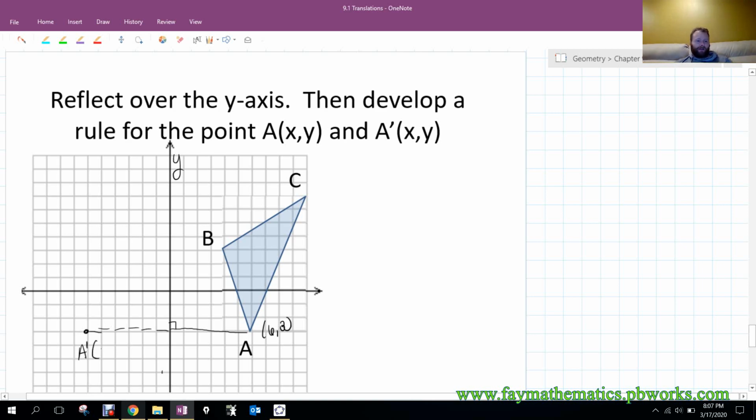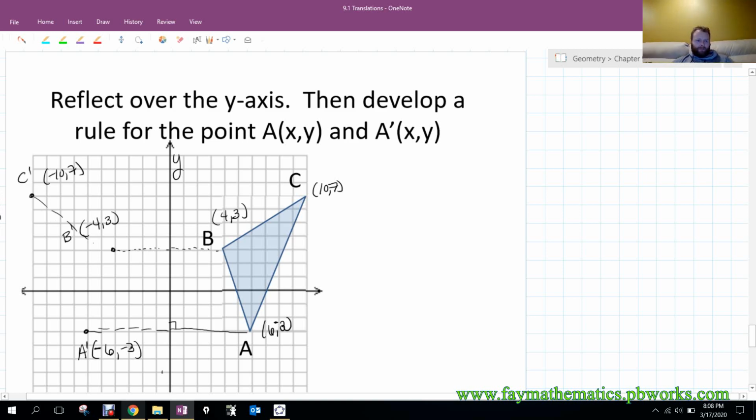What direction did I go? I went left, so that should be negative 6. The y value is still 3. If I look at B, B is at 4, 3. But when I reflect it, it should go over here to B prime, which is going to be negative 4, 3. And then C right now is at 10 comma 7. It's going to go to negative 10 comma 7. And that will be C prime.